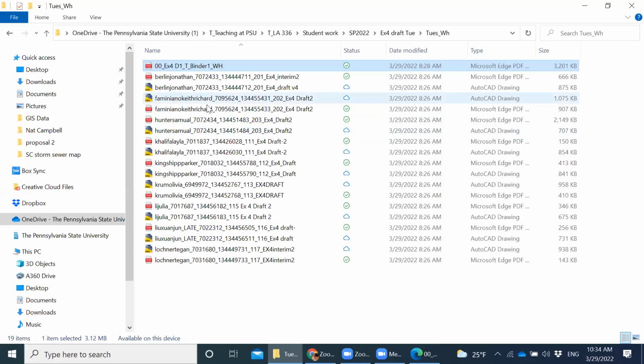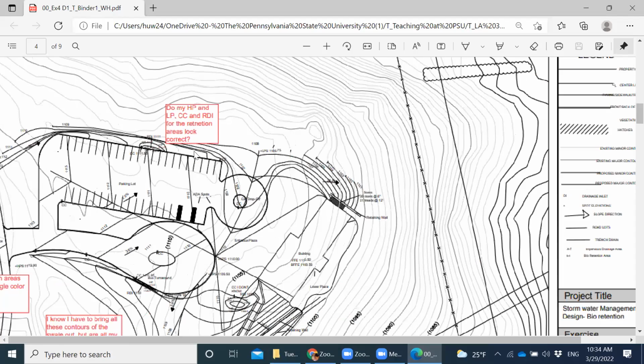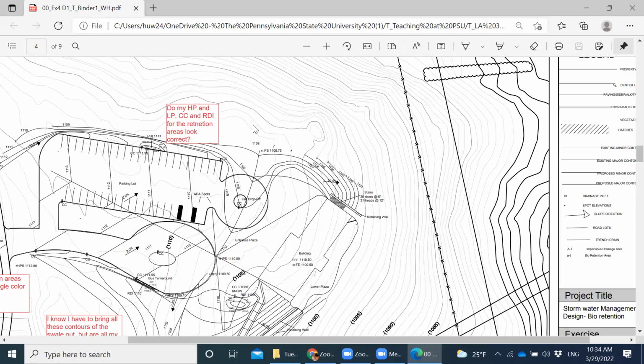111. I think this is Layla. Is that right? Yeah, that's me. Okay. Let's take a look at, do my HP and LP and RDI for the retention area look correct?